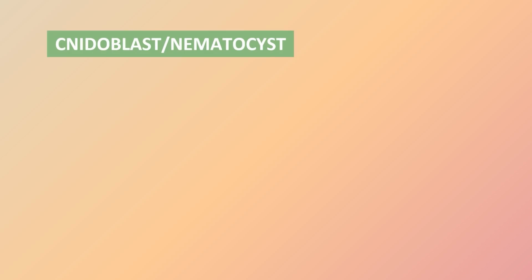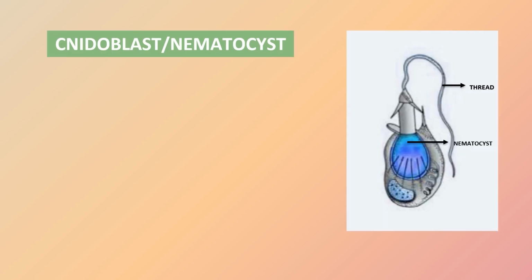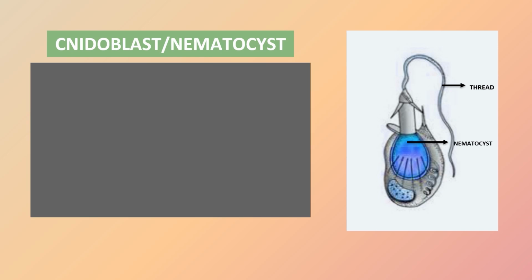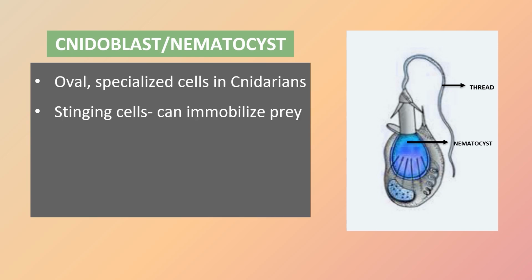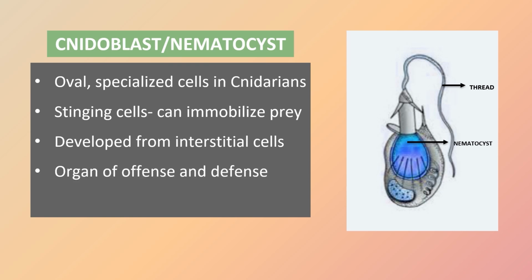Cnidoblasts or nematocysts. Cnidoblasts or nematocysts are oval, specialized cells in cnidarians. They are stinging cells and can immobilize prey. They develop from interstitial cells. These are organs of offense and defense. They are found in tentacles.